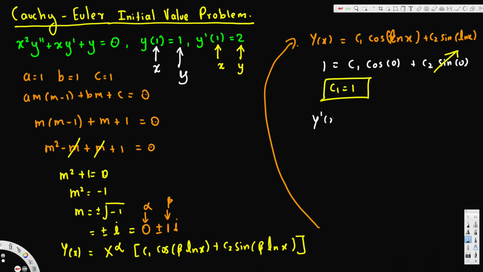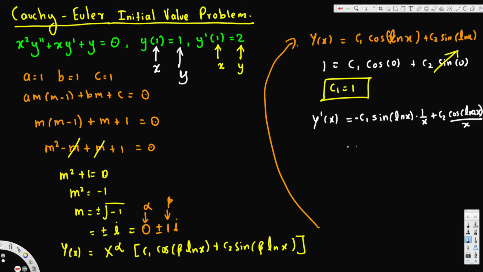y prime of x is going to be equivalent to C1 times the derivative of cos ln x, which is going to be a chain rule. First we take the outer derivative, so that's going to give us minus sine ln x, and the inside derivative of ln x is just 1 over x. Then C2, again outer derivative, that's just cos ln x, and inside derivative, that's 1 over x. So we can just put the x in the denominator.